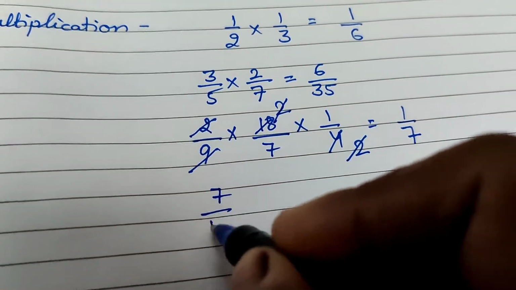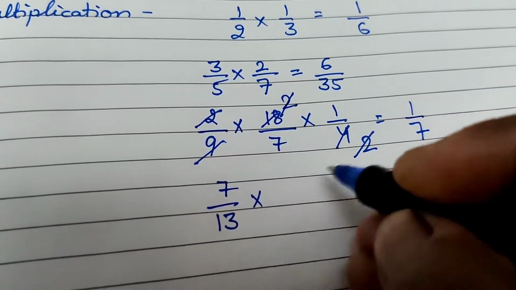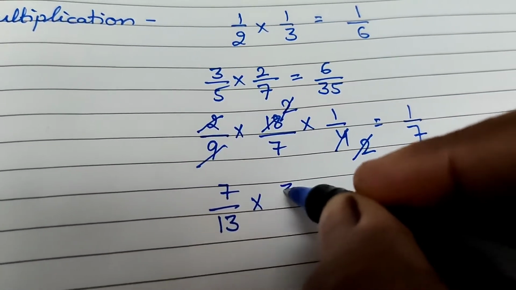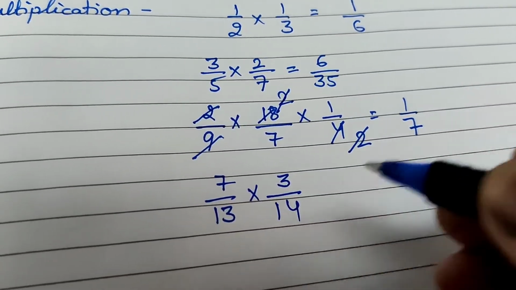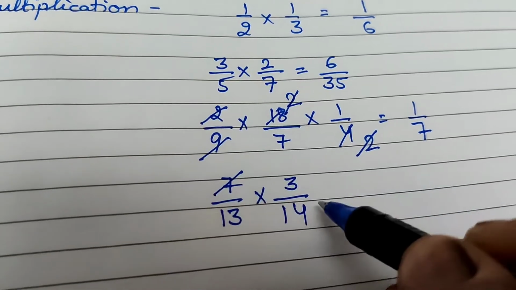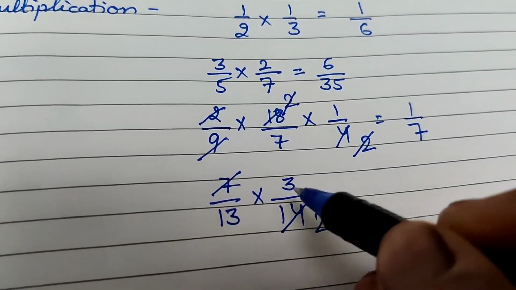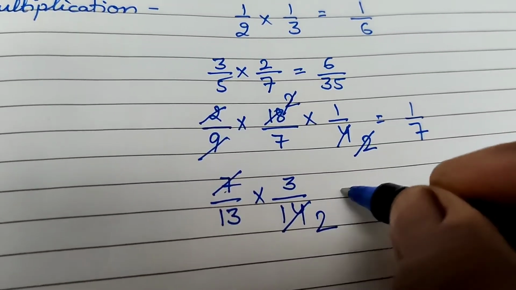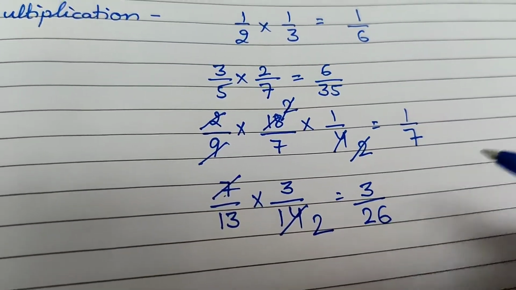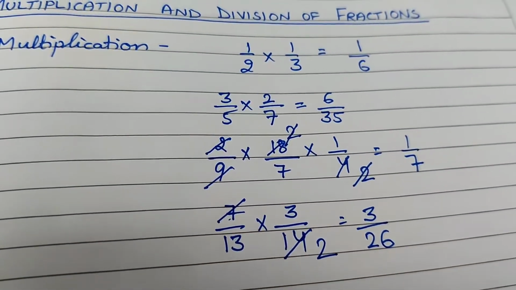Take another example. 7 by 13 into, suppose, 3 by 14. Simple. First we have to cut 7. 7 to the 14. Now multiply 3 into 1, 3, and 13 into 2, 26. This is the simple process of multiplication.